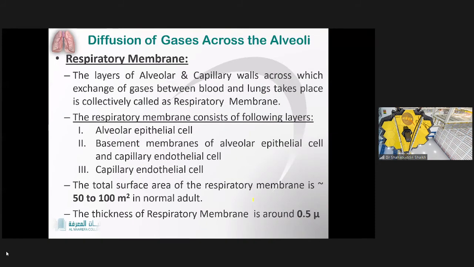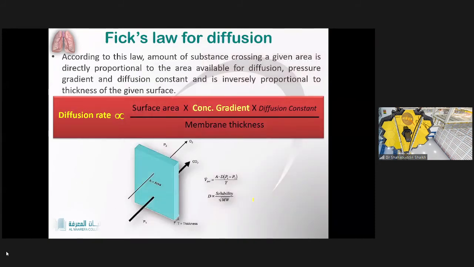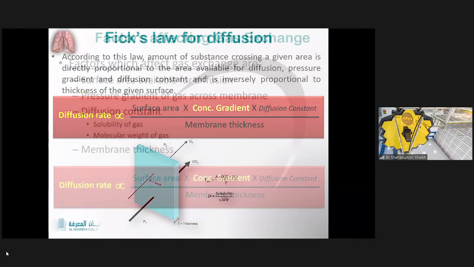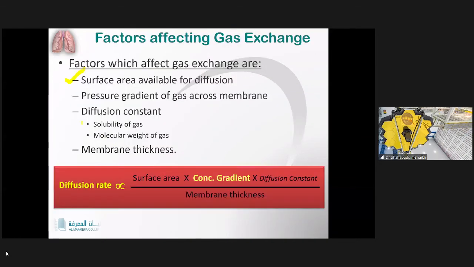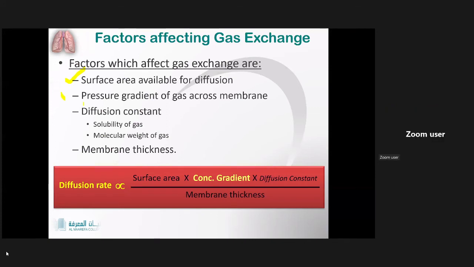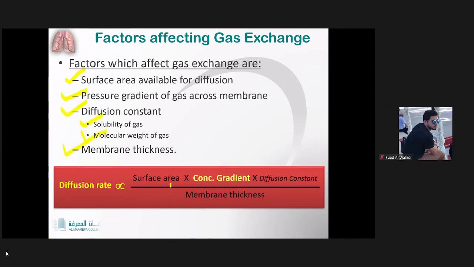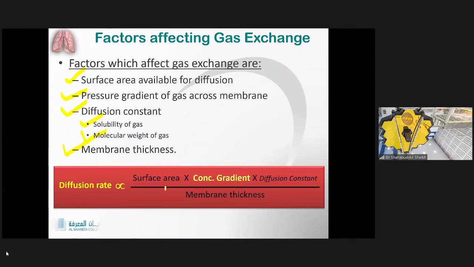What are the different factors which affect diffusion? Surface area, then the pressure concentration gradient, then the diffusion constant, which is made up of solubility and molecular weight, and then the thickness of the membrane. These are the major factors which affect diffusion.